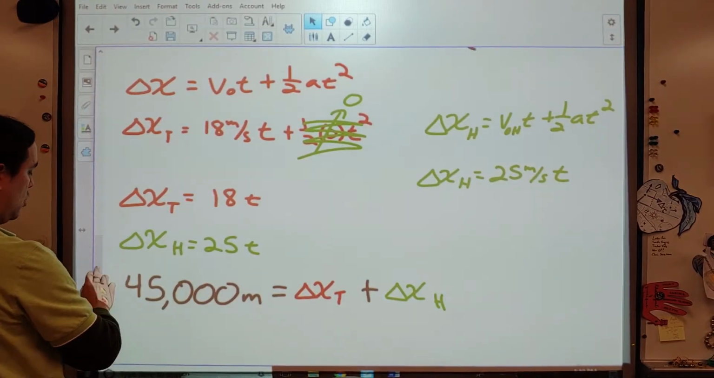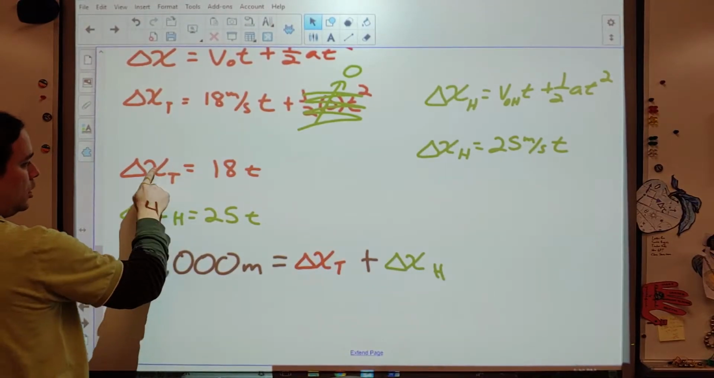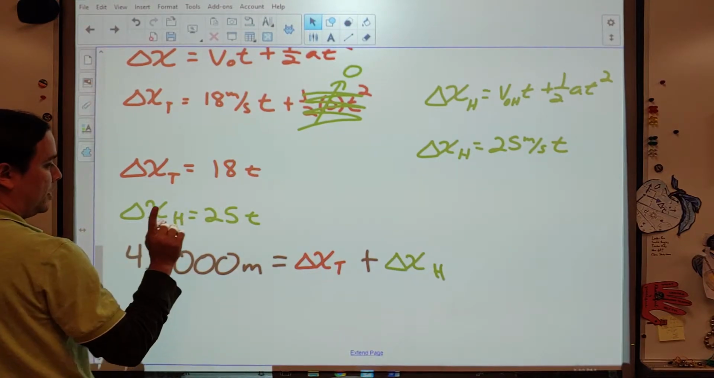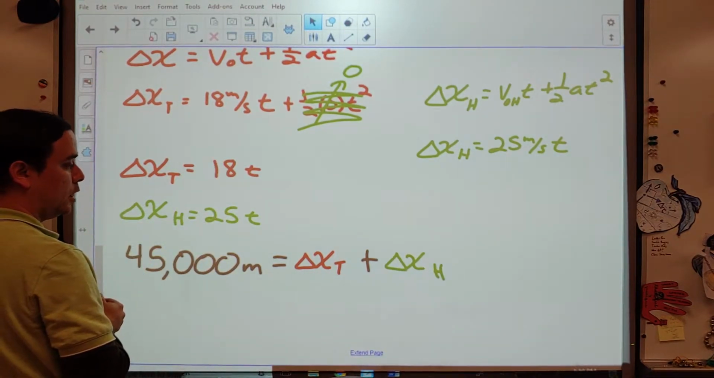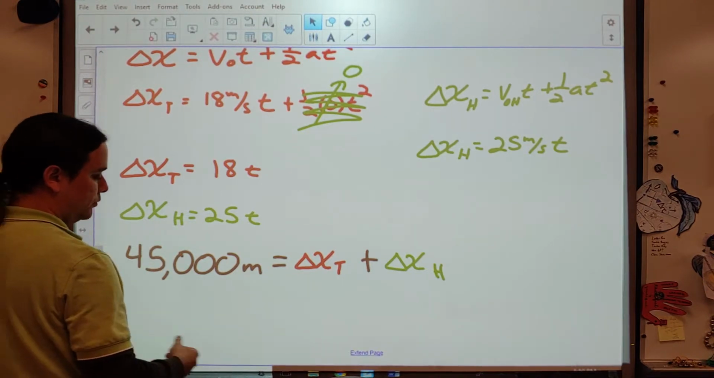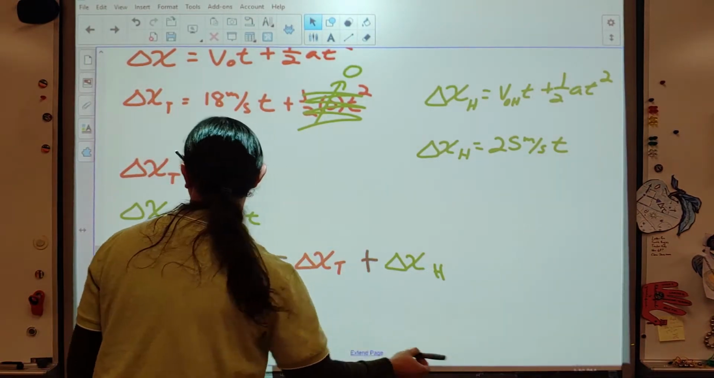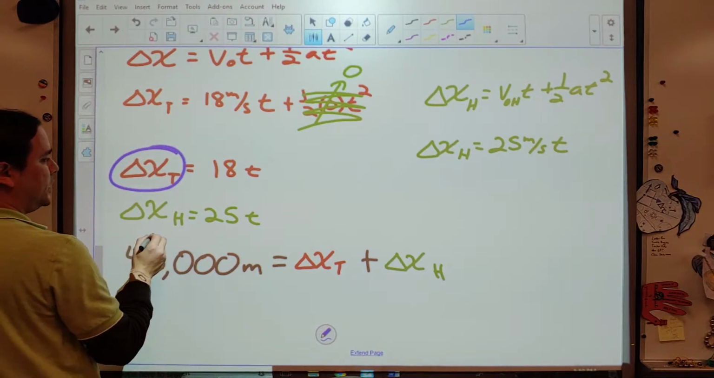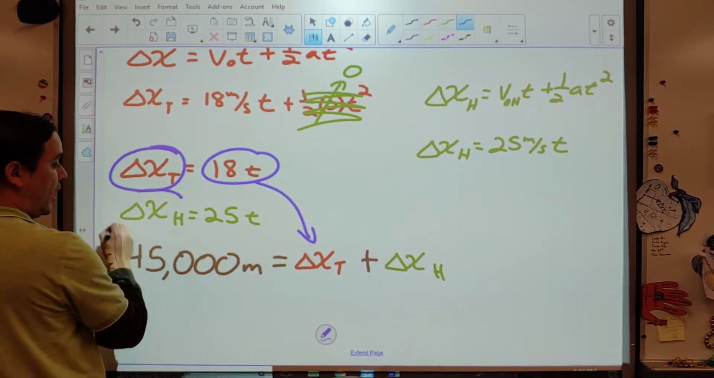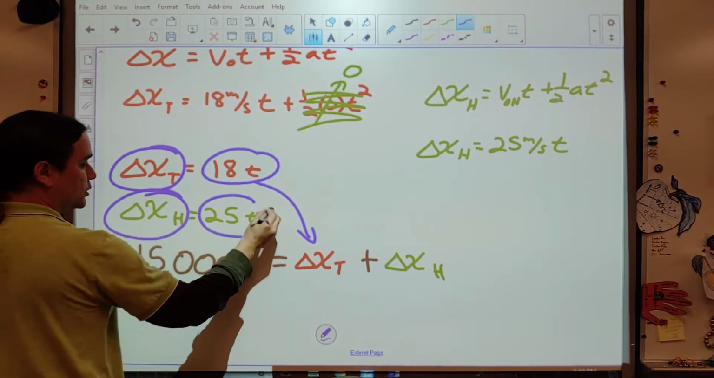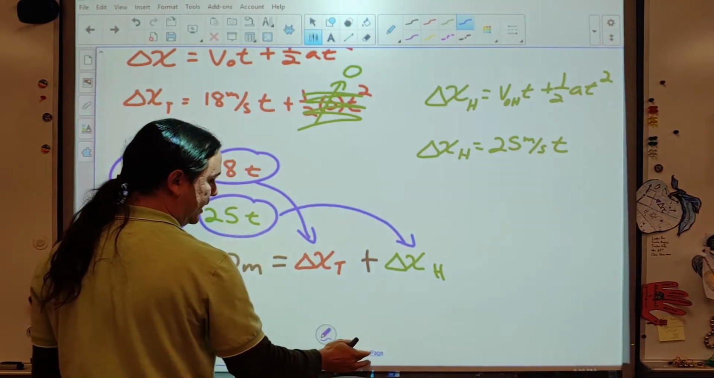Here we go. We have three unknowns: 1, 2, 3, but now we have three equations with those unknowns. So now we can solve for this. Okay, great. So this is delta xt. It is equal to 18t, so I'm going to plug it in there. And this is delta xh, it's 25t, so I'm going to plug that in here.